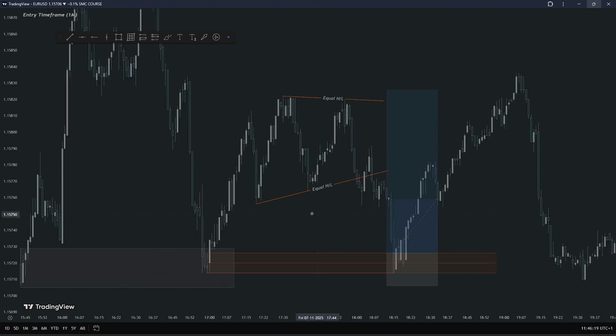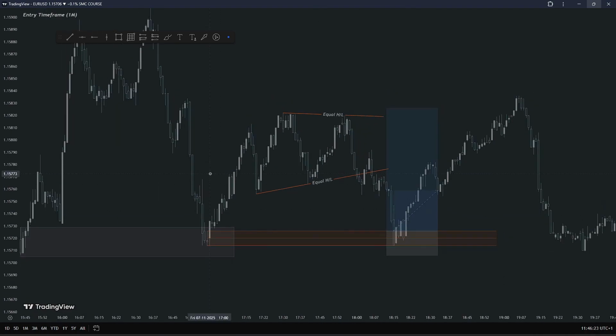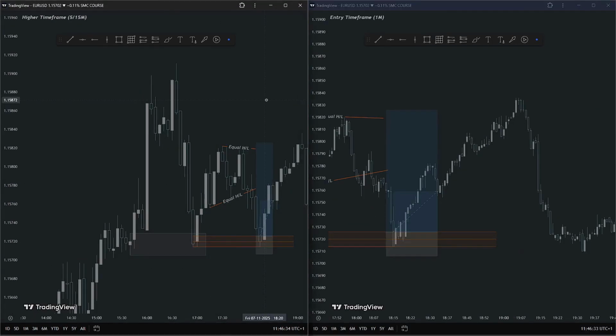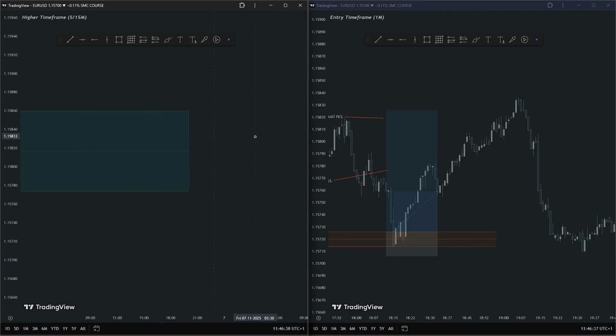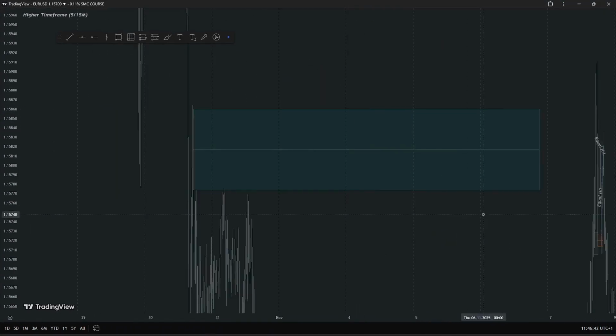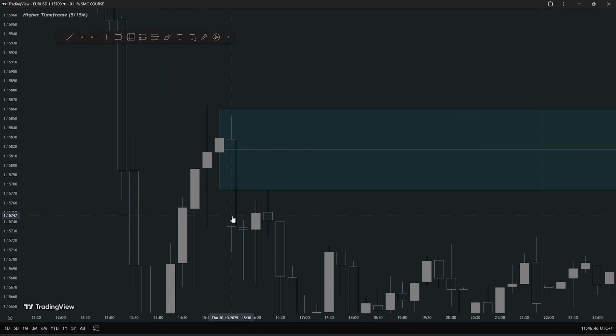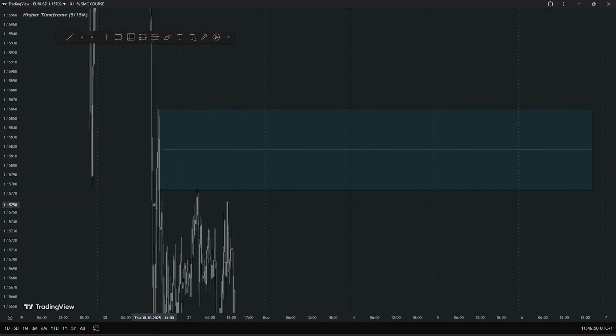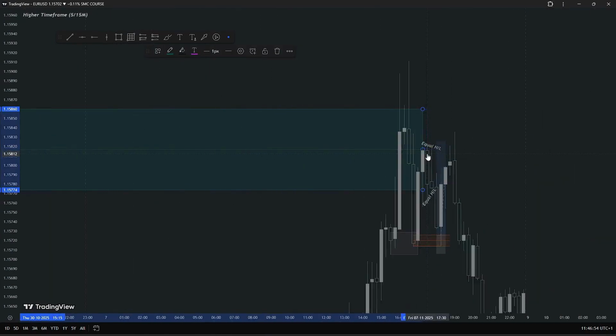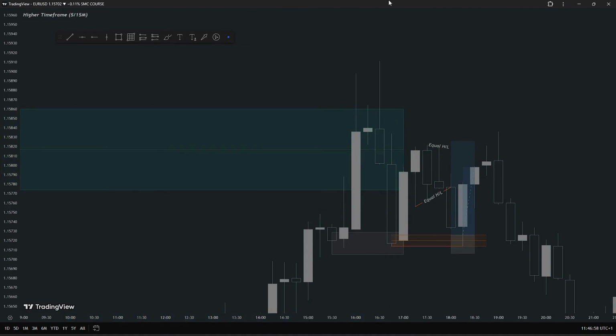But the story doesn't end here. It's just getting started. Let's move one time frame higher, the 15-minute chart. Here, we have an order block that hasn't had its 50% mitigated yet. Price on the 1-minute time frame has just tapped into it.